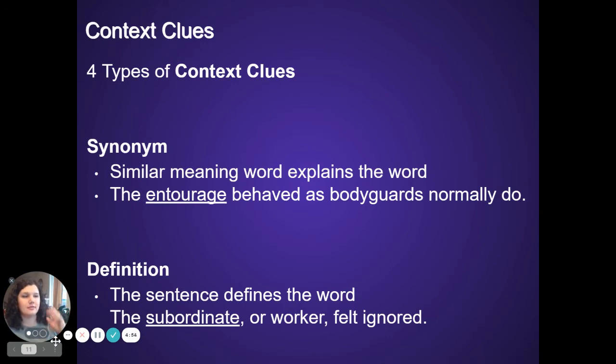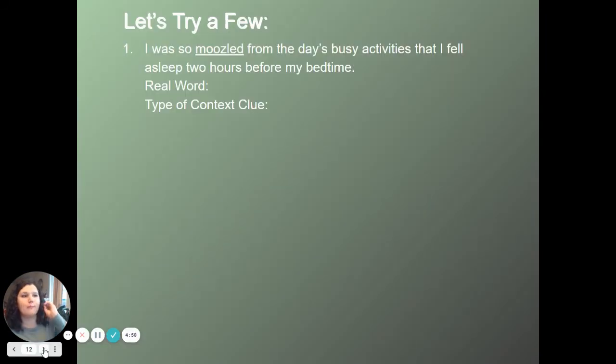So these are the types of context clues. So I just broke them down. I want to practice this, and then you're going to go and take the 5-4 quiz, okay? So let's try a few.